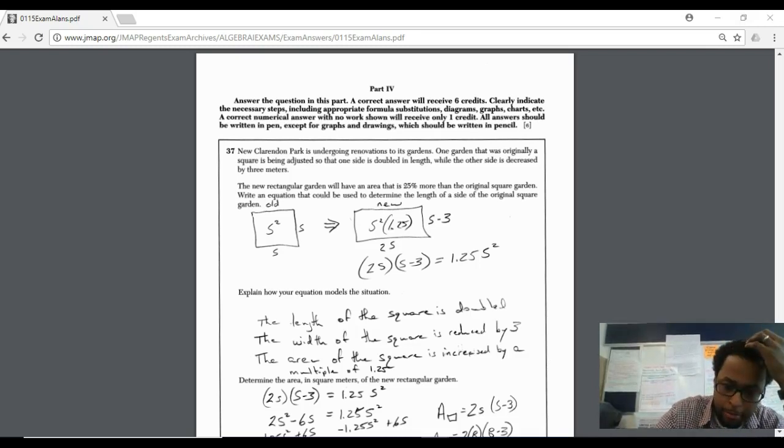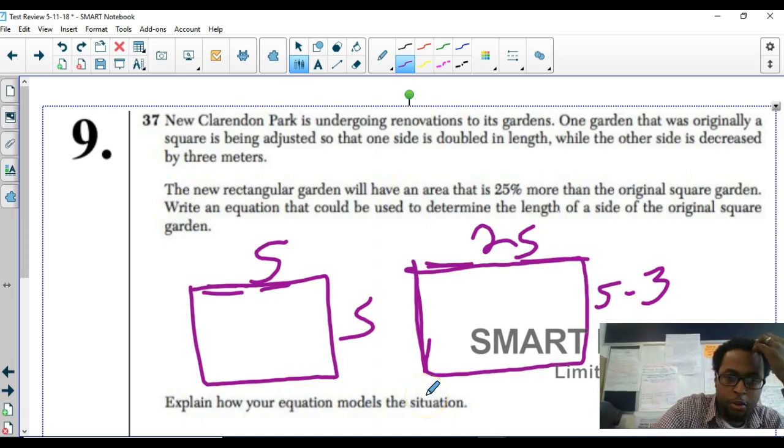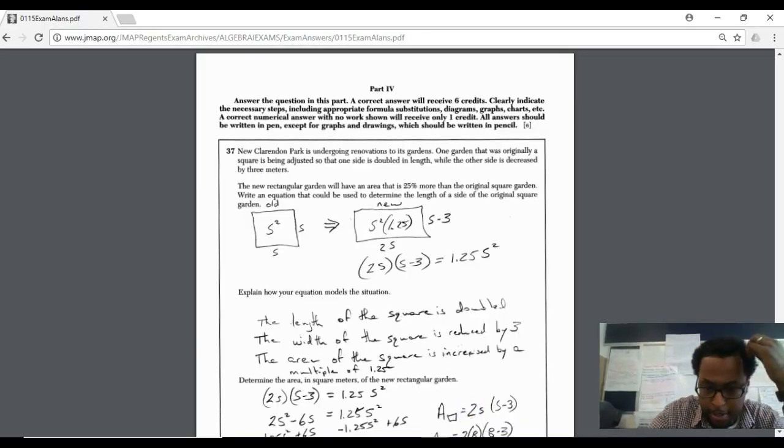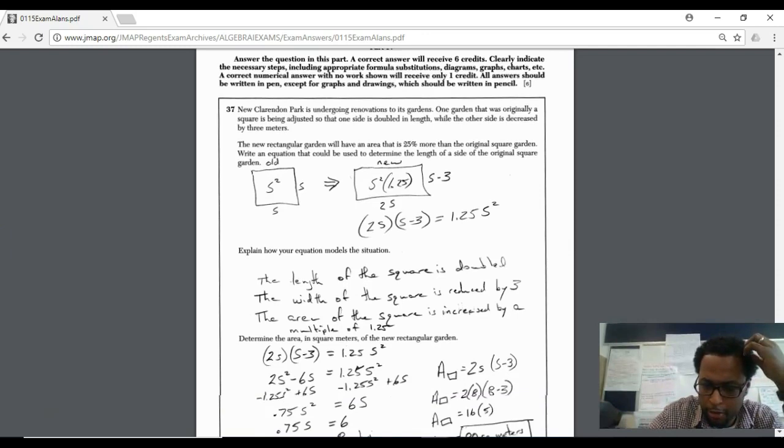So if we talked about before, this whole idea of increasing and decreasing, so this is going to be 1 plus 0.25. Okay? Why? Because I turn this percent into a decimal, it's going to be 0.25. So, in expressing that, this is actually going to be my equation, right? This first equation: 2s times (s minus 3) equals 1.25s squared. How do you model it? It's simple. You said the length of the square is double, the width of the square is reduced by 3, the area of the square is multiplied by 1.25. So you're kind of just modeling what you just drew.